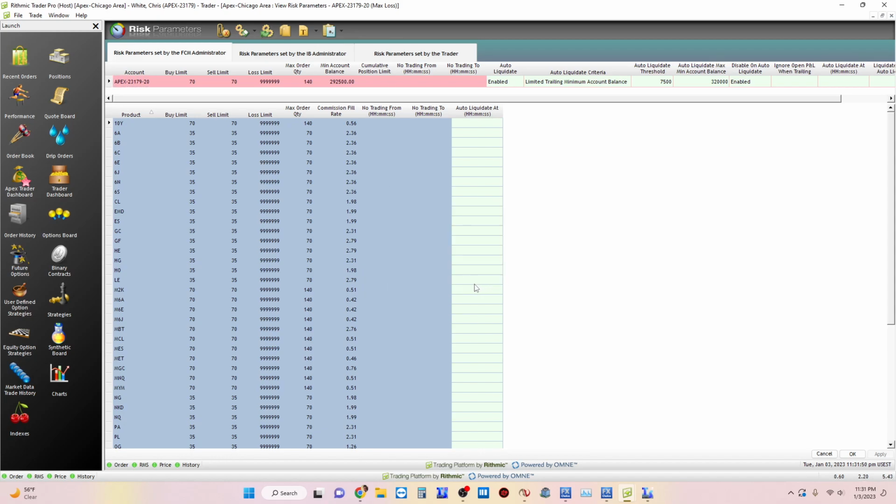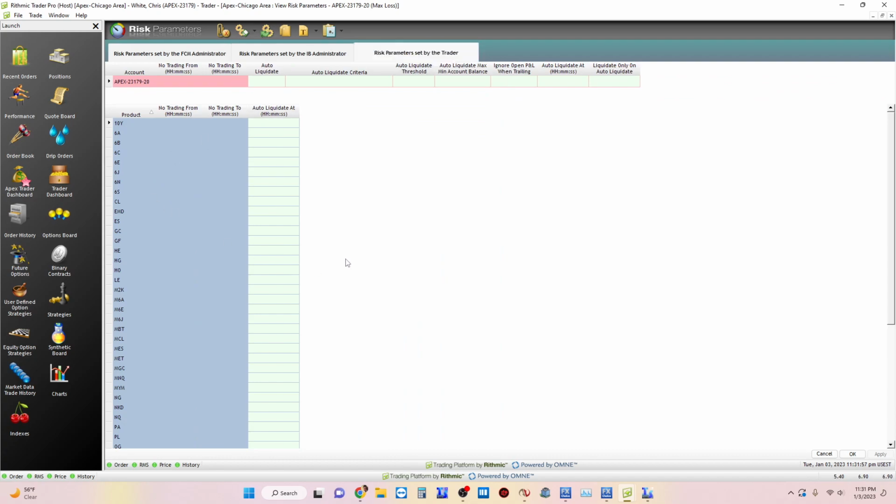Okay, and so if you go to the risk parameter set by trader tab, ooh, there it is. Yep, and you can define your own loss limit. Well, I don't believe I want to auto liquidate.